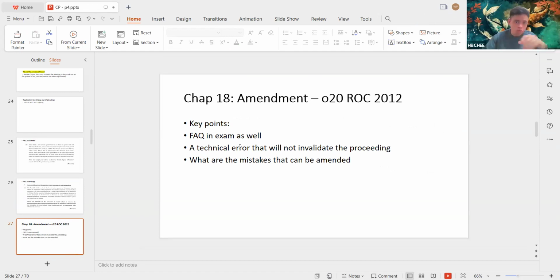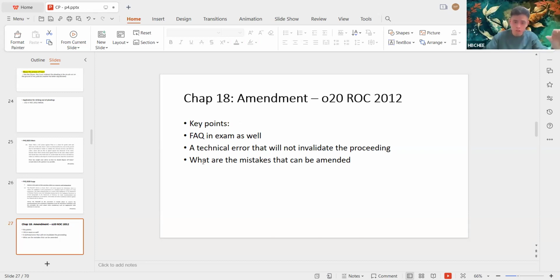Okay, now we come to amendment. It's also very frequently asked in the exam. Amendment itself is a technical non-compliance that will not invalidate the proceeding. Remember, during the first session we talked about the non-compliance that will affect the proceeding. If the non-compliance is related to a jurisdictional matter, like when you see the wording "shall" in the Rules of Court, then the proceeding will be invalidated. However, if it's due to technical non-compliance, the proceeding can still go on. This will not be invalidated. And amendment is part of the technical non-compliance.